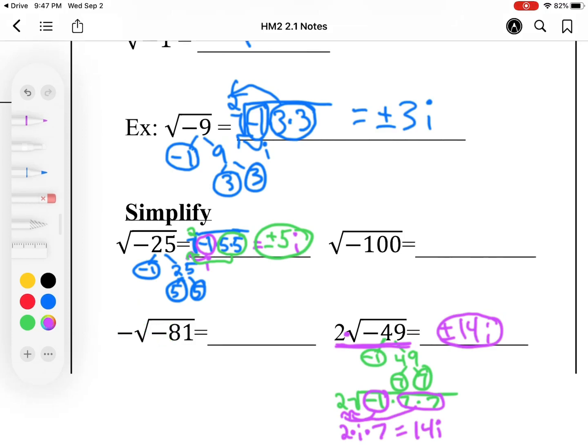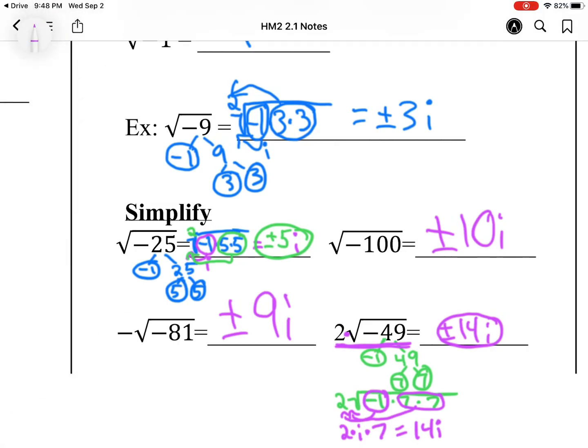So pause the video and see if you can get the square root of negative 100 and negative times the square root of negative 81. Pause the video now. So you should have gotten plus or minus 10i and plus or minus 9i.